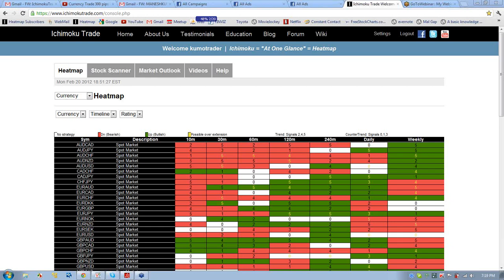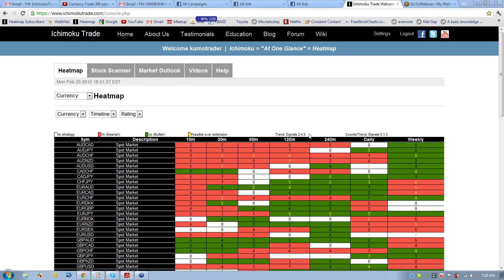Okay, so now let's go back to this. We've discussed the color code scheme here: white basically means no strategy, red means you could bet on it going down, and green means you could bet on it going up. If you get a letter in yellow, that means it's overextended. Okay, now that's very, very simple.